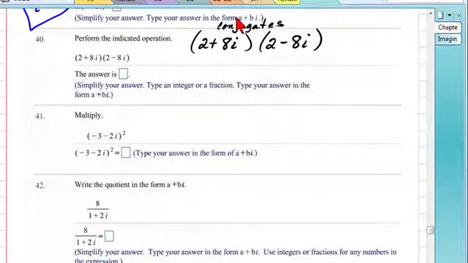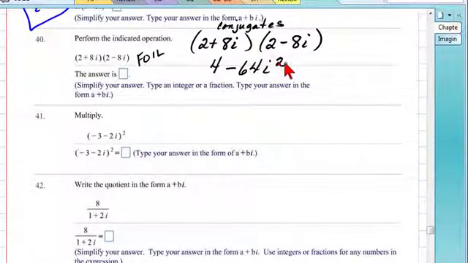Something very nice happens when you multiply conjugates, just like it did with real conjugates. The product of the first, I'm using FOIL, 2 times 2 is 4. The outer product is negative 16i. The inner product is positive 16i. Those are opposites. That'll always happen. The product of the last, what's 8i times negative 8i? Negative 64i squared.